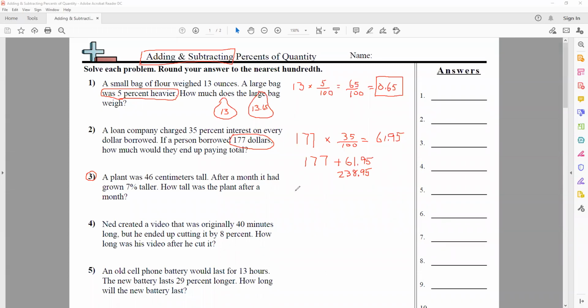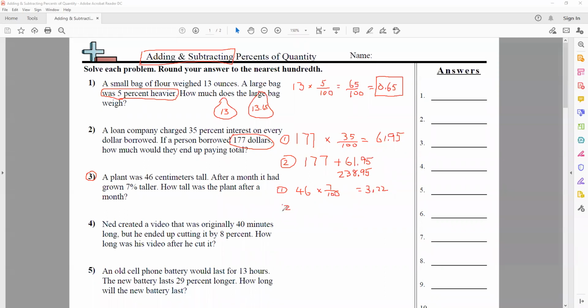Okay, so let's do step 1. What is step 1? Look at my number 2 example. This is step 1. What's the first step? 46 times 7. Come on. I'm timing you, okay? Let's go. 322. Now 322 divided by 100, right? Which is 3.22. Yes, good job.